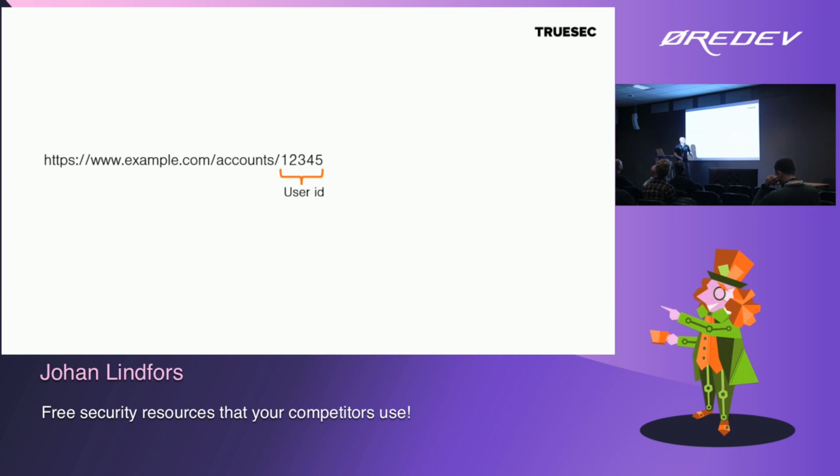And if I look at this URL, I can easily, as an attacker, identify that if my ID is 12345, there's a high possibility that there's a user with 12346 instead. And if I can get access to that user's information, then that is a broken authorization because I can access resources that I'm not supposed to.